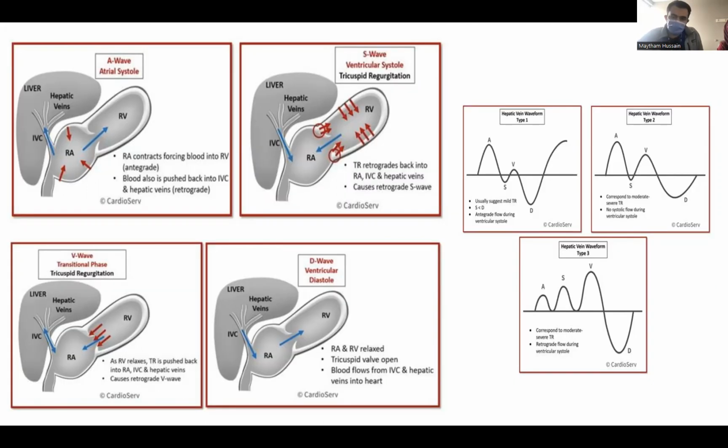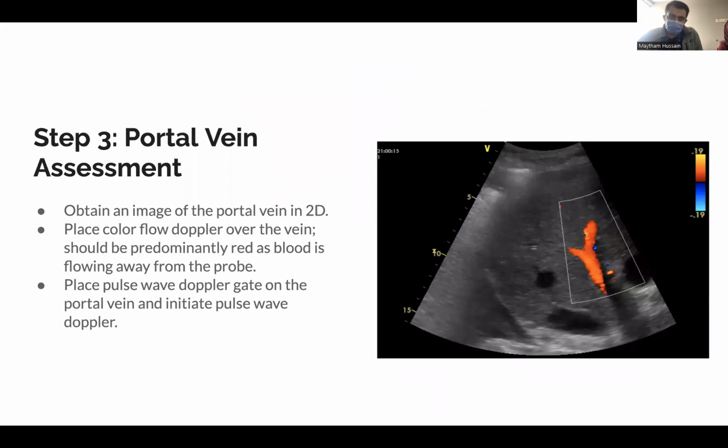So once you obtain your waveform for the hepatic vein, you move on to the portal vein, which, as we talked about, you're in that same position, you fan anteriorly until you see the portal vein, which has a bit of echogenicity around the walls of it. That tells you that it's a portal vein. And then you can confirm this by putting a color Doppler on it, and you should get a red or orange colored waveform, which means that blood is flowing towards your probe, which should be normal in a portal vein. So once you obtain this image, you can put a pulse wave Doppler gate on it and then initiate your waveform.